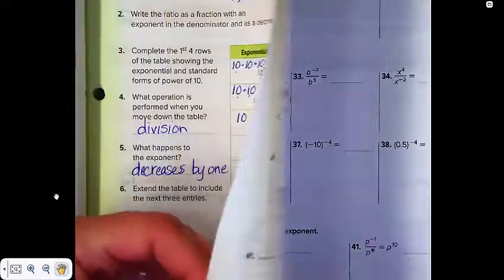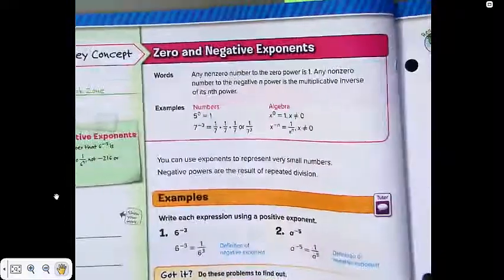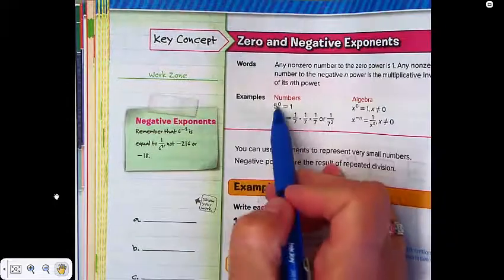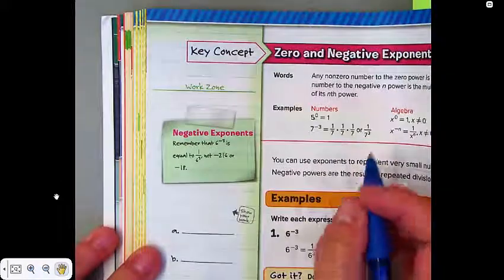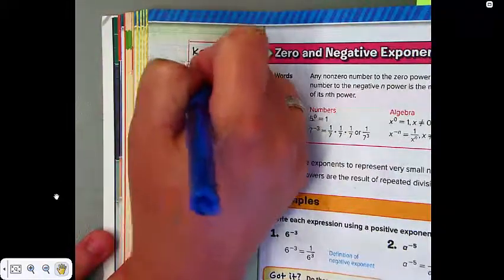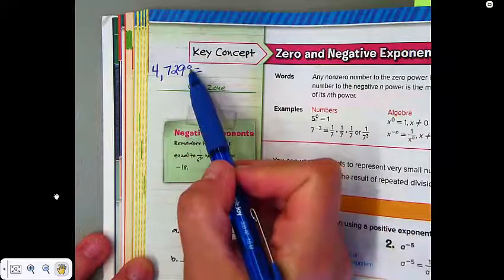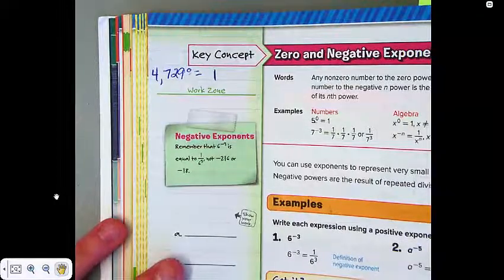Let's go on to page number 44. And this is talking about zero exponents. We just talked about that for a second. But a zero exponent, anytime you have any number raised to the 0 power, the answer is 1. So I could have 4,729, as long as it's to the 0 power, and no, this isn't a degree sign. I know that you're used to seeing that, but this is a power of 0. Regardless of how big that number is, it equals 1. Okay?